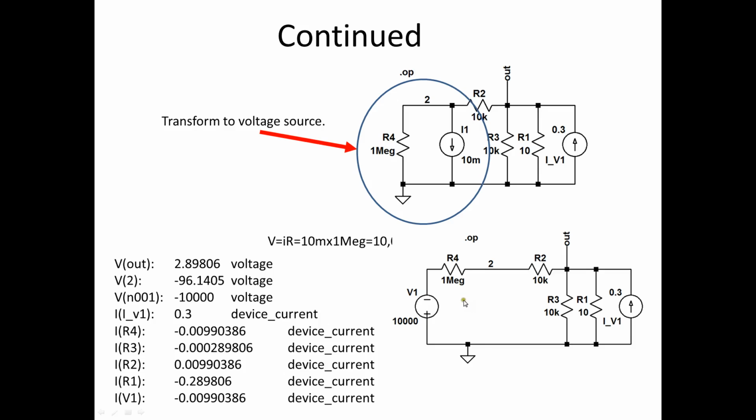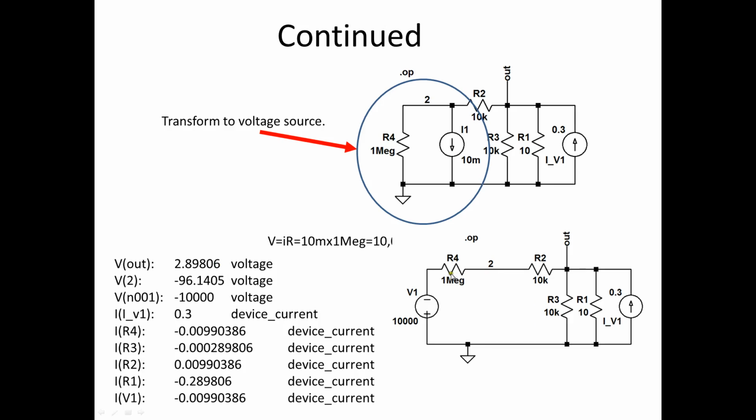Now we can continue by noticing that this resistance and that current source are in parallel, and we can turn that into a voltage source. So V equals IR. There's my current. There's my R. It's 10 milliamps times 1 meg. That's 10,000 volts in series with 1 meg. Notice we're still getting the same voltage.